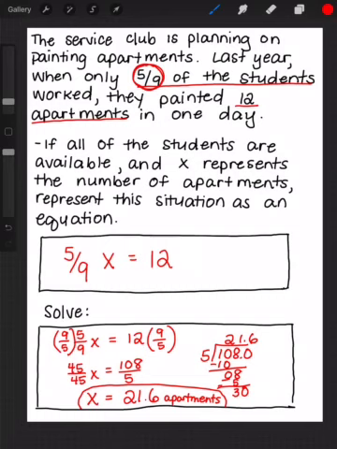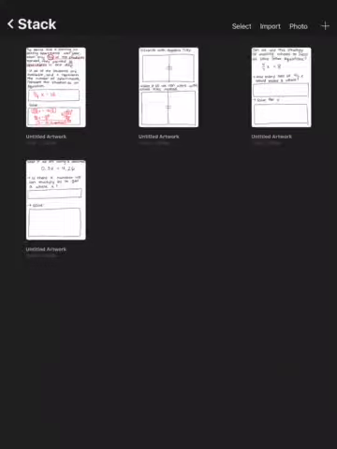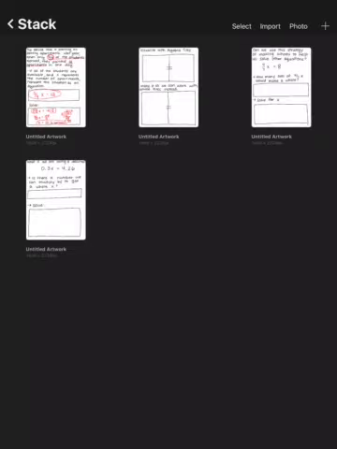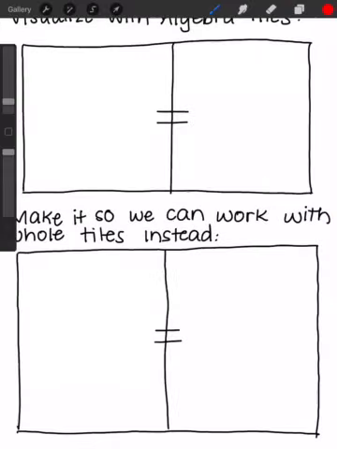Okay, so this was the idea that we worked on last week. We said, okay, what can we do to solve for that 5/9? Well, we can flip it, make it a whole 1, but we're going to be looking at a different way to do it this week. So we're going to take this equation and visualize it using our algebra tiles. It's going to look a little bit different from what you're used to, so just bear with me and we'll explain it.